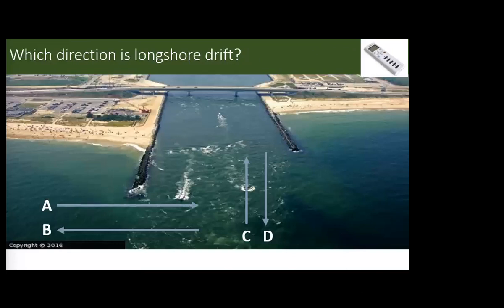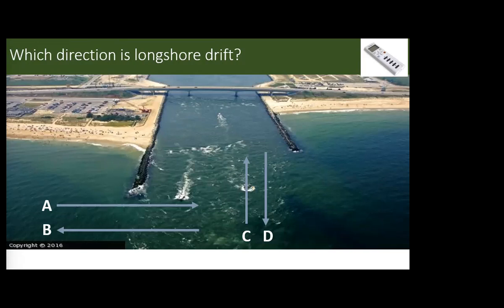So if we're looking at it straight on, where's the longshore current coming from? Remember, where the sediment is deposited, that's where the longshore current is coming from. So where do you think? Is it A, coming from this direction, B, going in that direction, C and D going up and down through the channel? Yeah, I would say A.